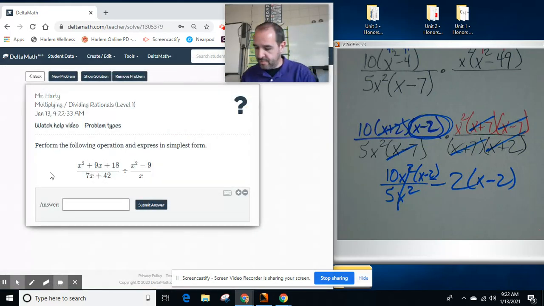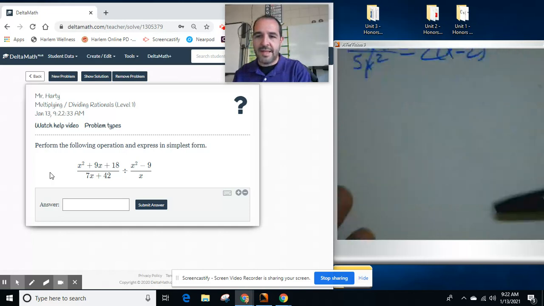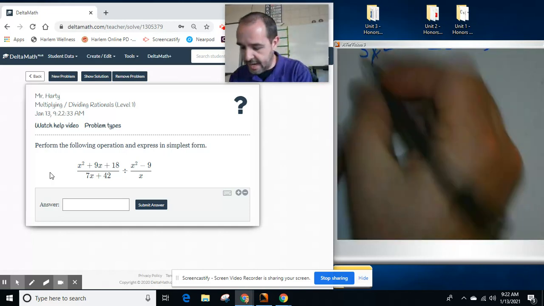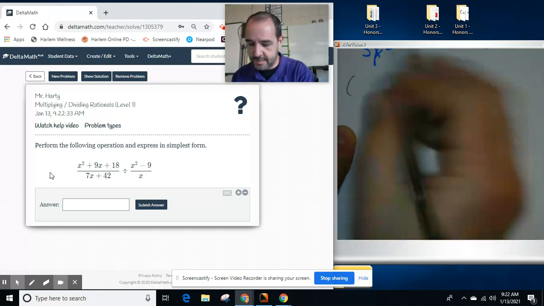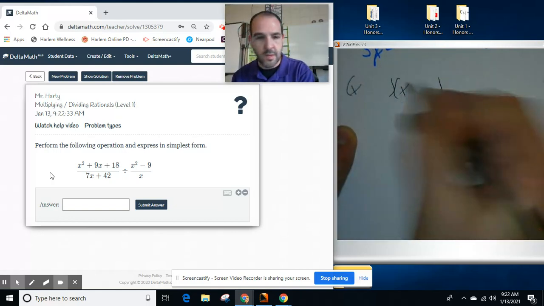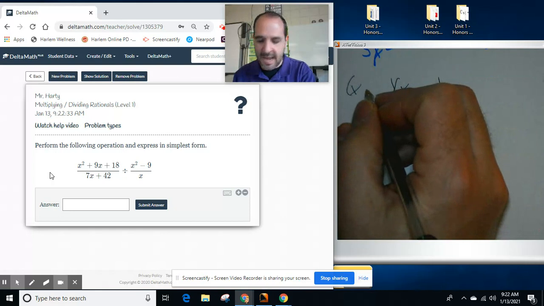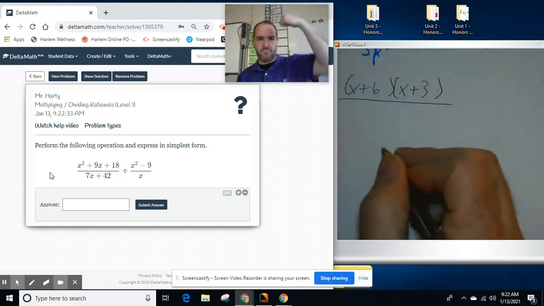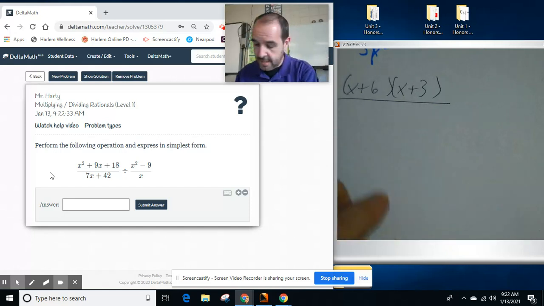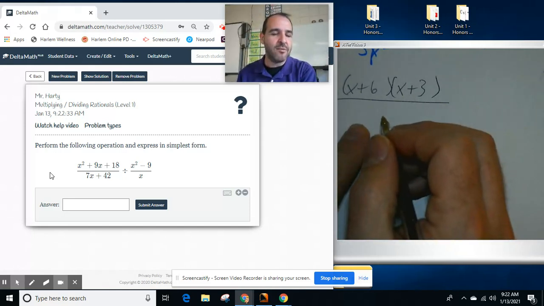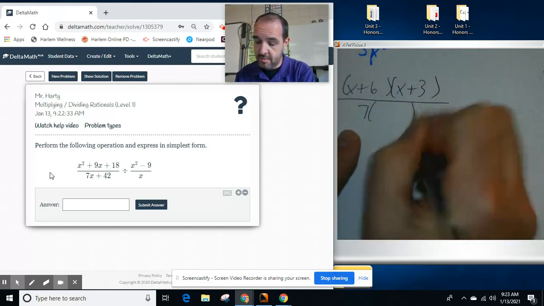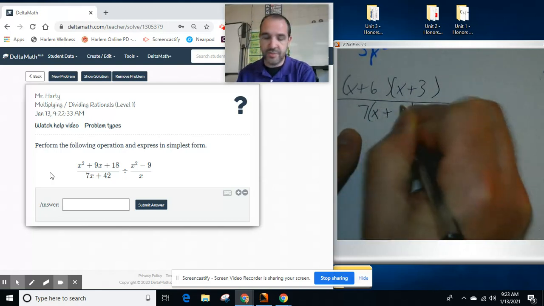Okay, good. We got a division problem. That's what we're hoping for. Okay, so I look. First one looks like a diamond, because it is. Multiplies to 18 and adds to 9 would be 6 and 3. I've done my training. Okay. I look at my denominator. Anything in common? Yes. They're both divisible by 7. I take out my 7. 7 goes into 42 6 times.